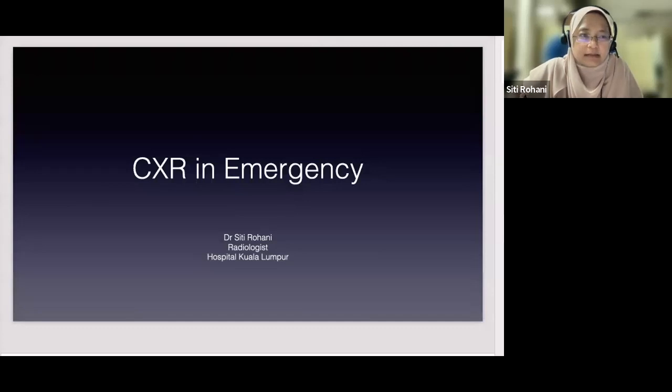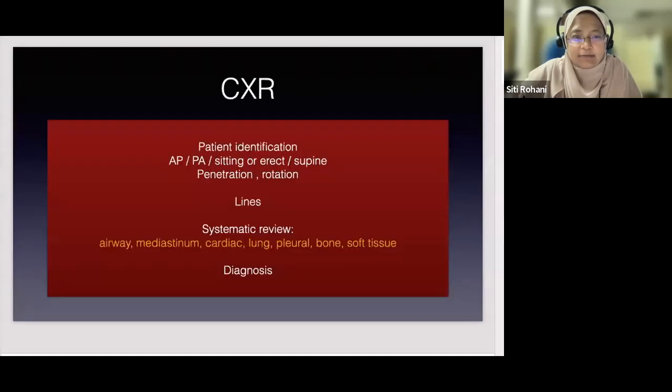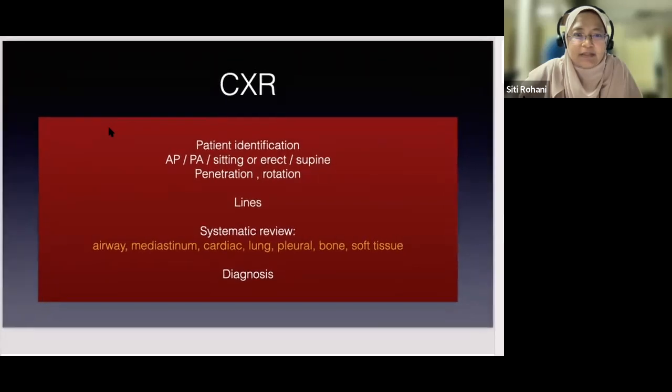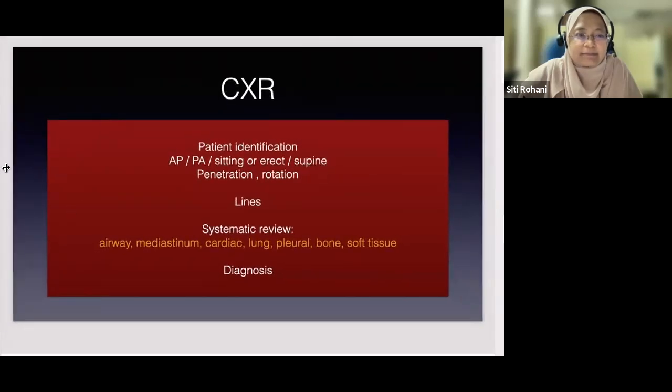Okay, so for the next 20 minutes, I will be showing cases regarding chest X-ray in emergency. Probably we could make this a two-way communication. Probably some of you can give your opinion on the cases that we're discussing. Okay.